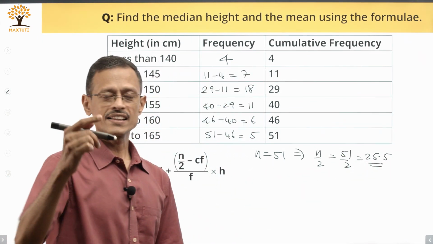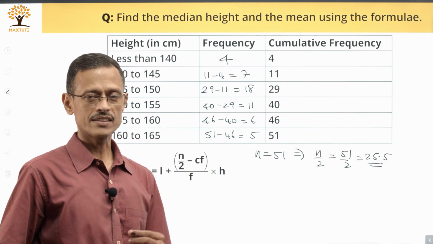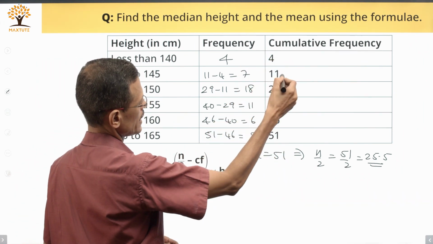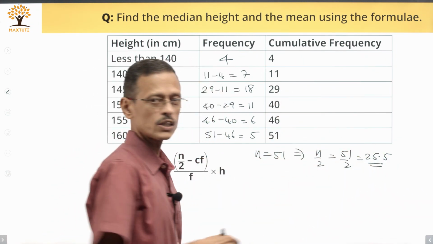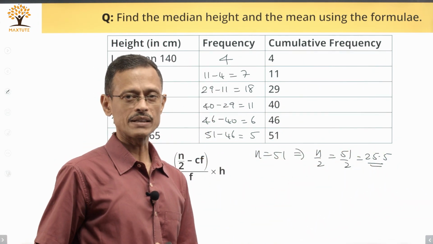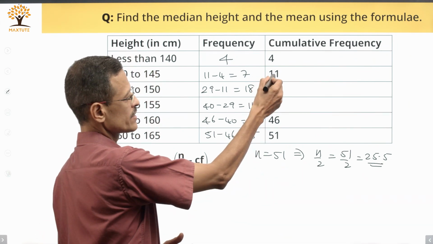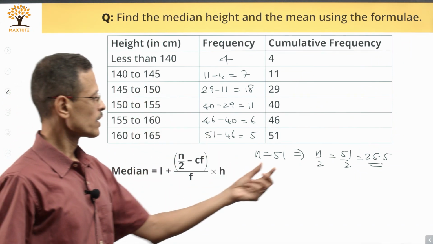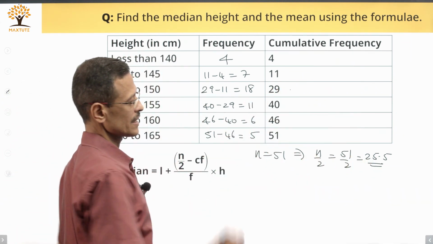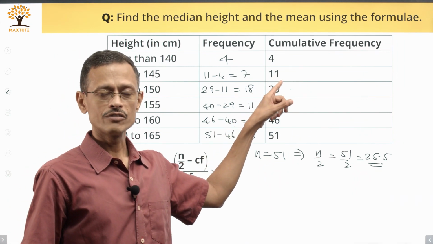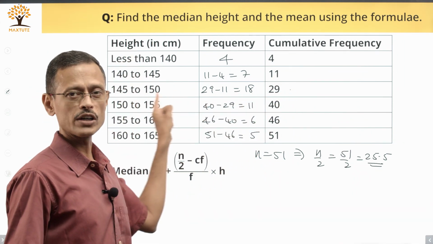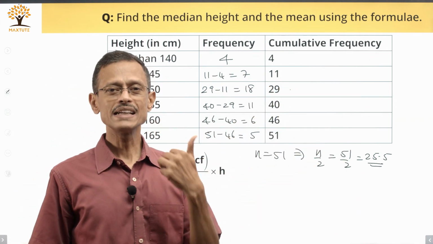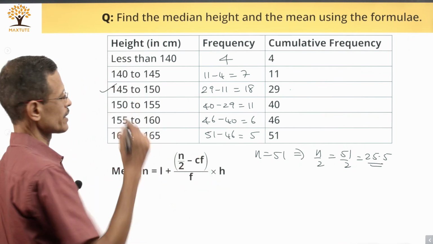This is what is going to let us determine the class in which the median is going to be, the median class. Look at the cumulative frequency table, the last column: 4, 11. We are interested in finding out where the 25.5th girl is going to be. That is n by 2. Up till now, we have reached 11. 11 to 29, all of them are in the class interval 145 to 150. So 25.5 is going to be in this class interval. So 22 is going to be here, 23 is going to be here, 25.5 is going to be here. So the median class for us is basically 145 to 150.